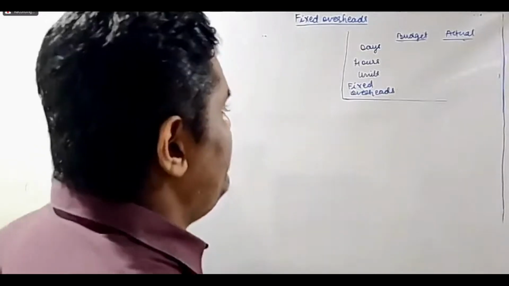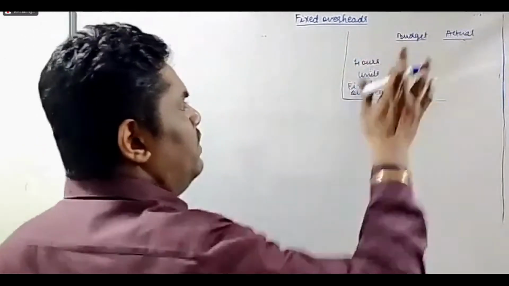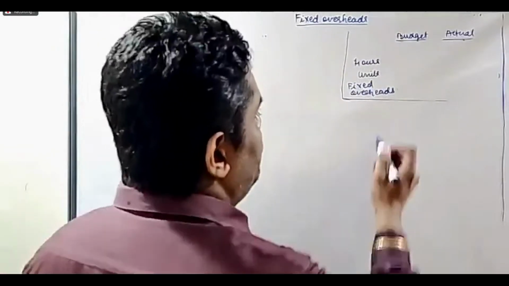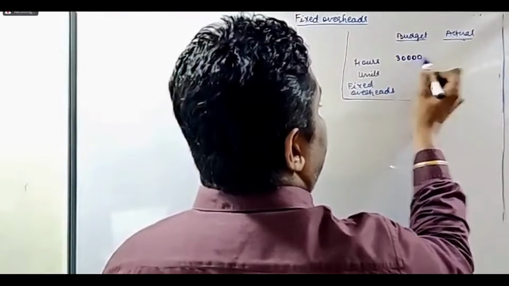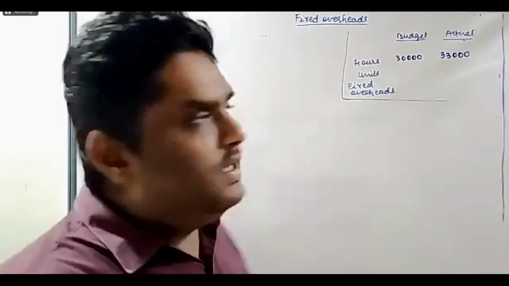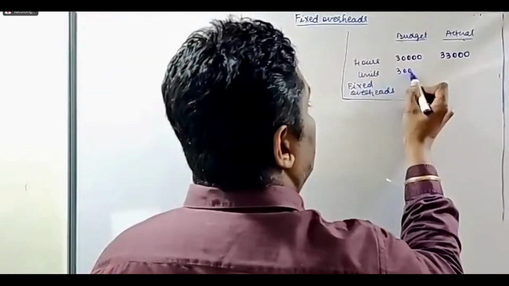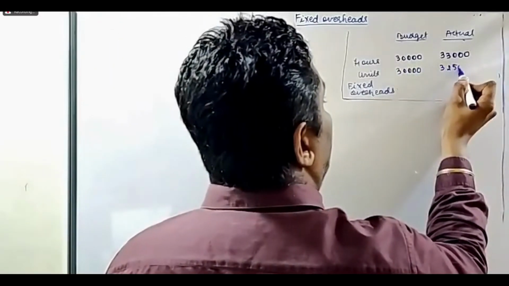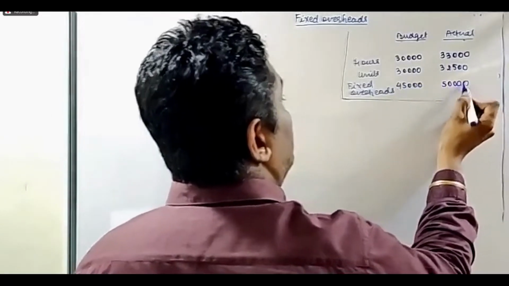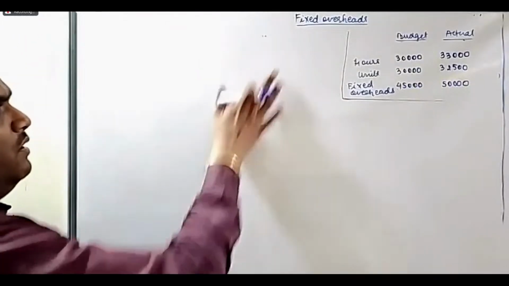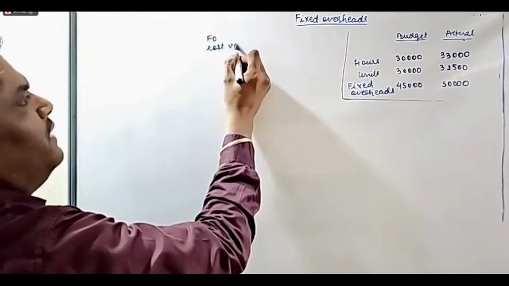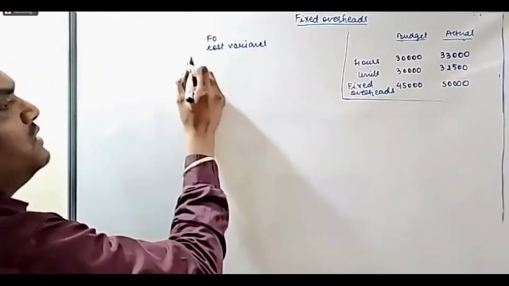Now let's get back to the same question. However, the days are not given in the question. The same question where in hours are given, that is 30,000 and 33,000. Units are given, that is 30,000 and 32,500, and 45,000 and 50,000. Let's say days are not given. So very important, guys. When talking about fixed overhead cost variance, it will remain same. No change in fixed overhead cost variance.